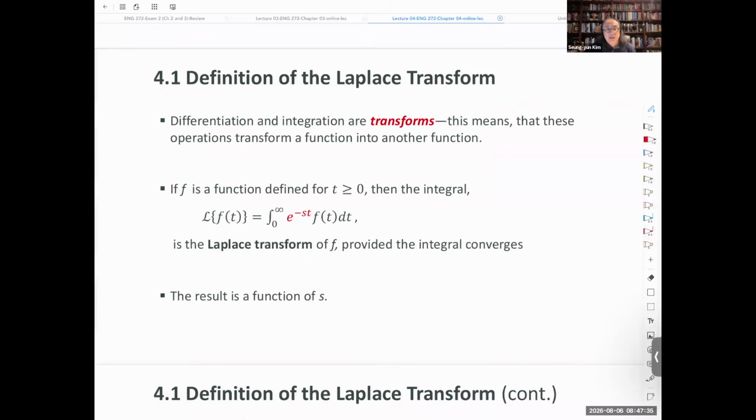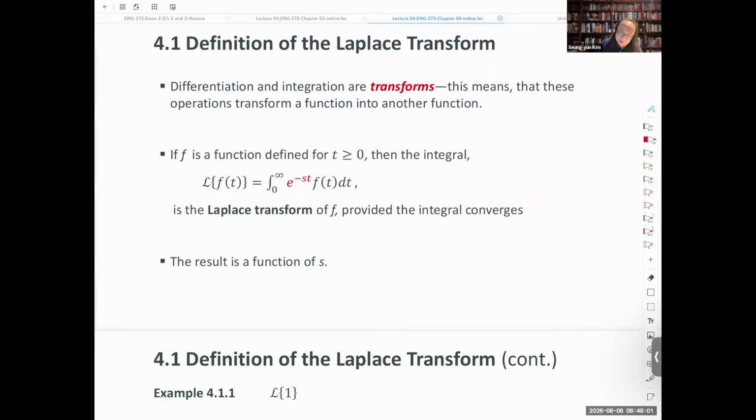Differentiation and integration are actually a kind of transform, right? One level to take the derivative, we're changing the function. So going from x to dx, that is a transform. Same thing for integration as well.